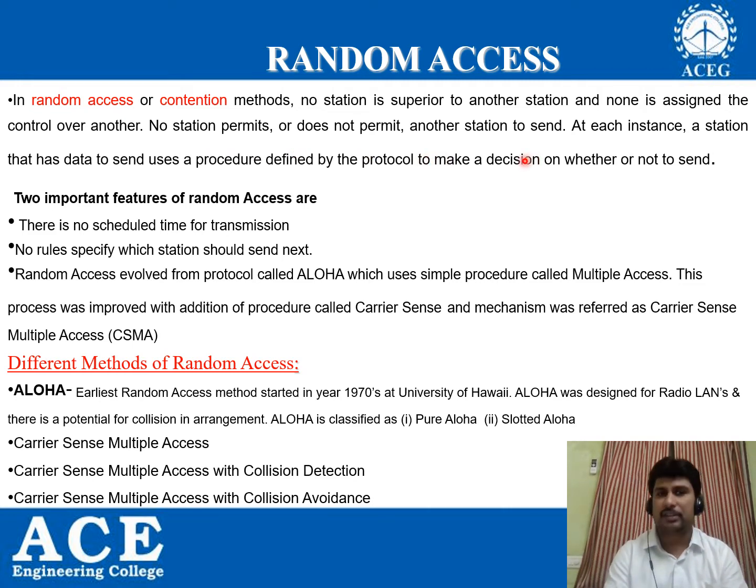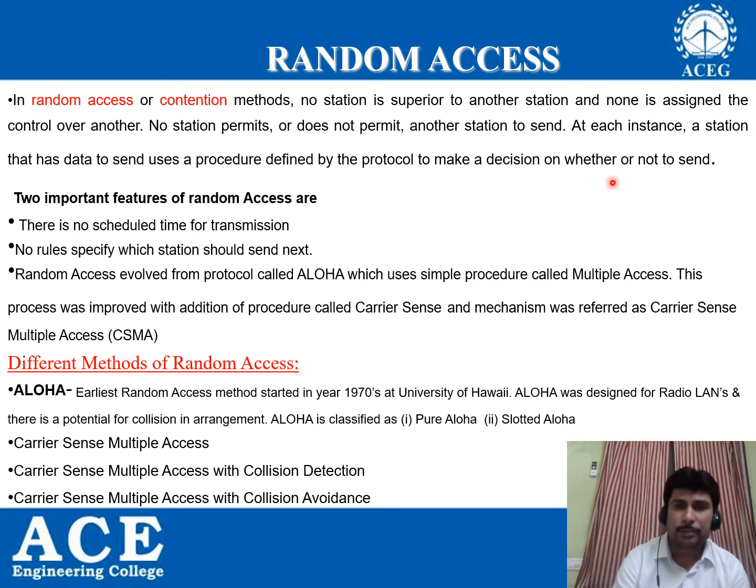At each instance, a station that has data to send uses a procedure defined by its protocol to make a decision on whether to send or not to send the data. So here, every station is the same and there is no station controlling the other station. Whenever they have some data to transmit, they use a certain set of protocols and then make a decision of whether to send or not to send. The two important features of random access are: there is no scheduled time for the transmission, and second, no rule specifies which station should send next.